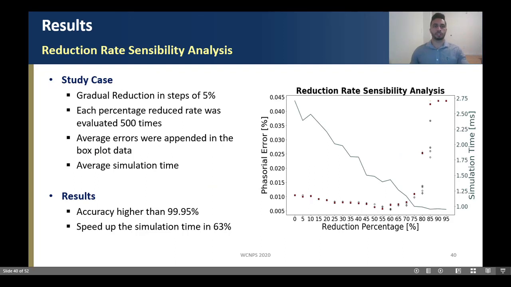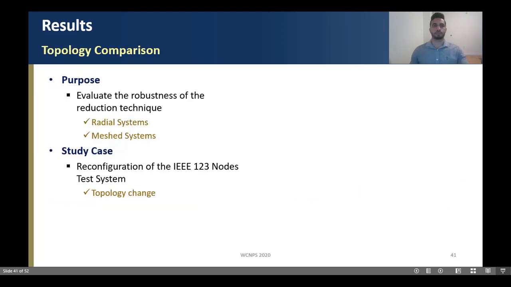For our first study case, we performed a reduction rate sensitivity analysis where we reduced the same system in steps of 5%, and for each step we evaluated 500 times, then took the average values and plotted them on this chart. We could achieve a high accuracy, and the simulation time was 63% faster.